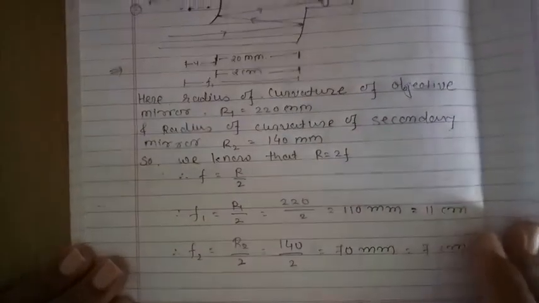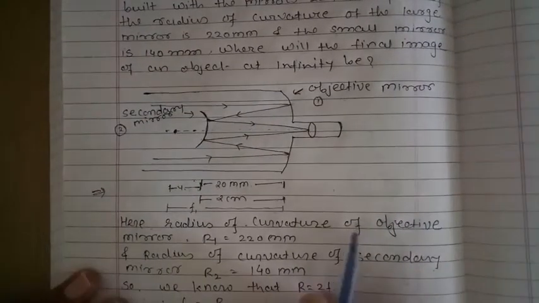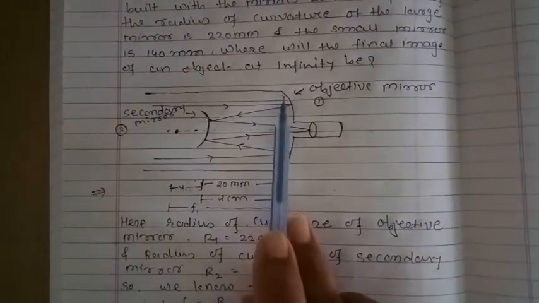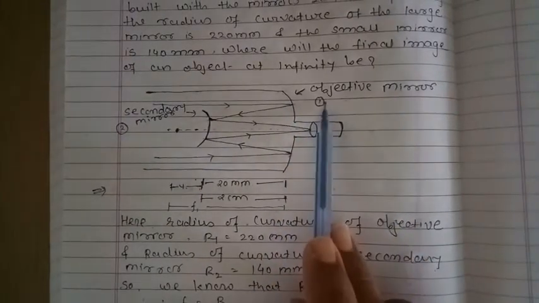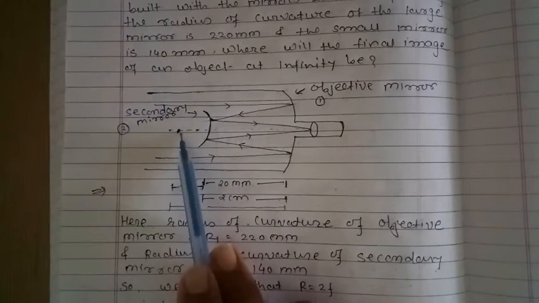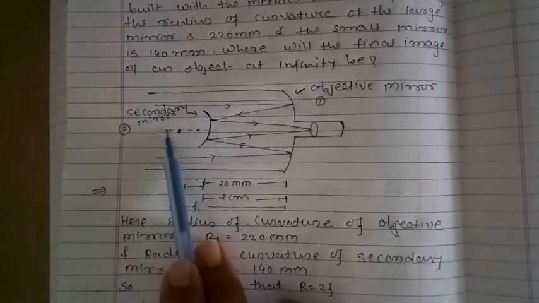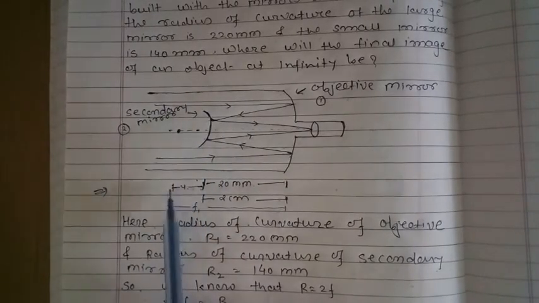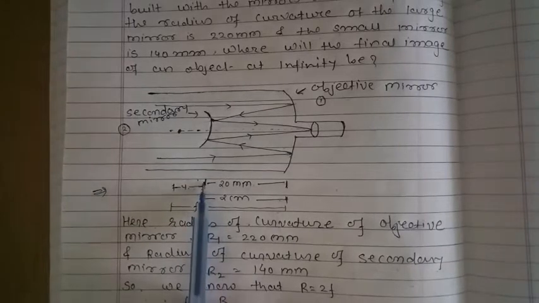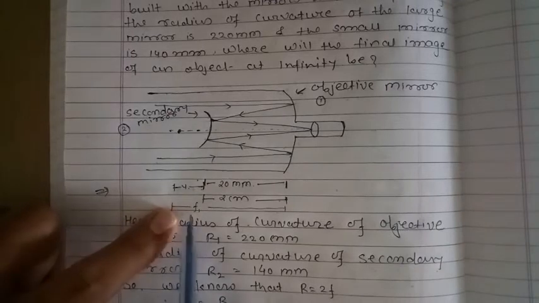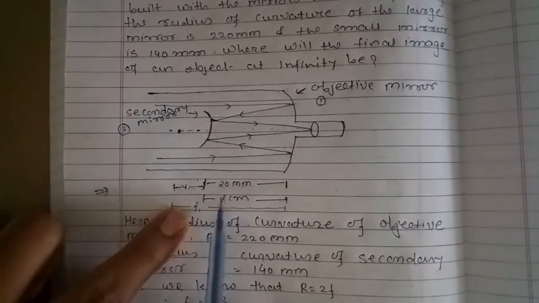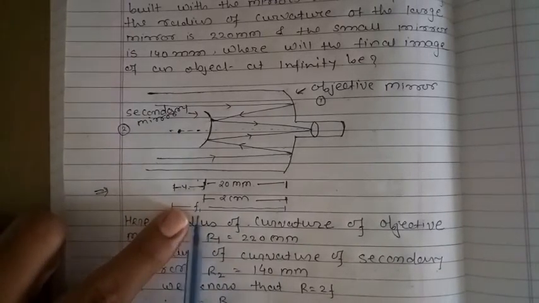Now here we already discussed that the image of the first mirror acts as an object for the secondary mirror, right? So we have to find out the object distance. Now we know the value of f1, f1 is equal to 11, so we have to subtract 2 centimeter from 11 centimeter, right?